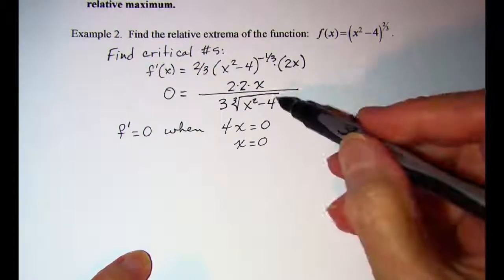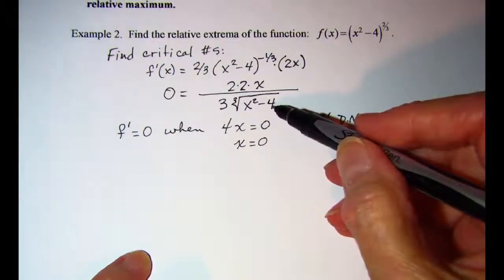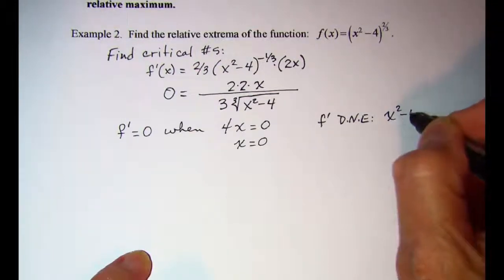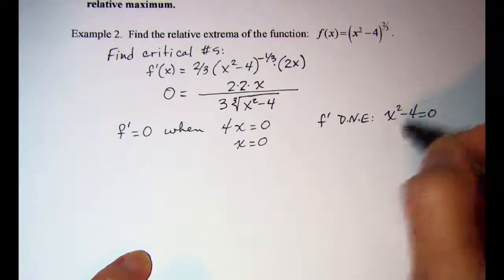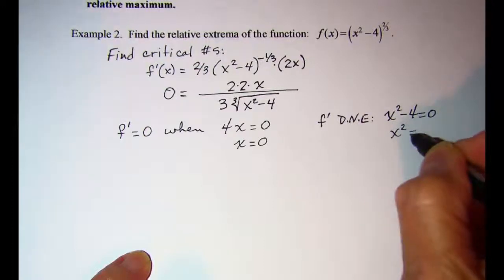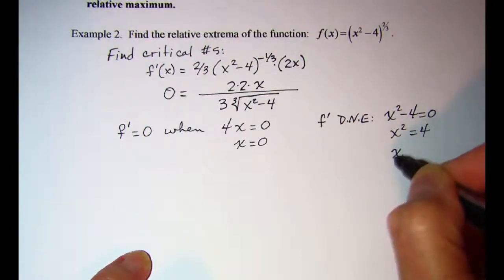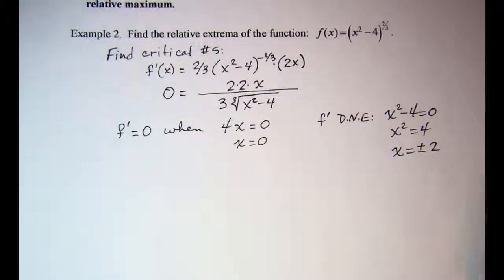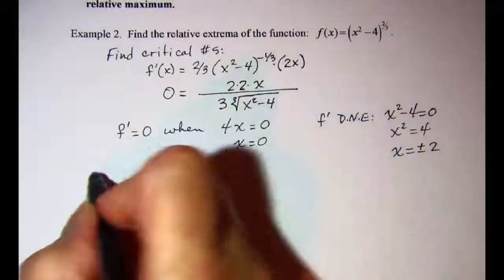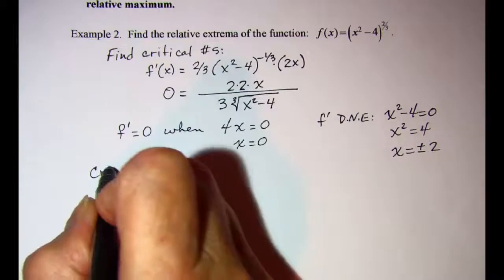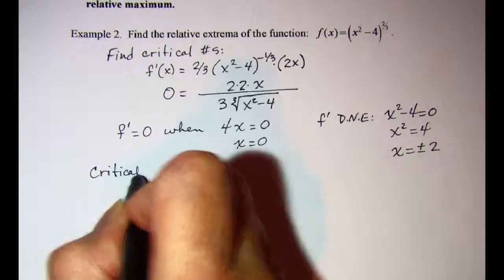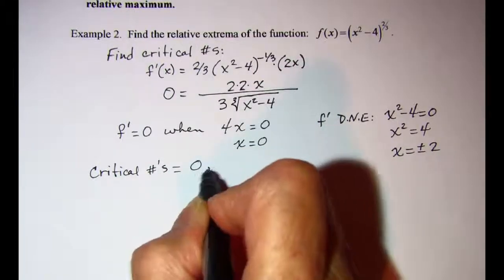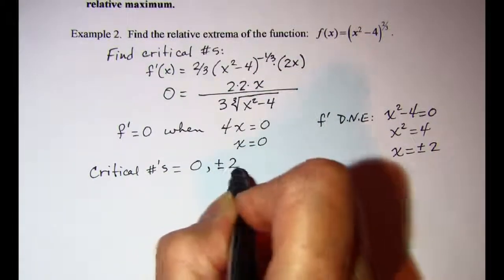I'll also have a critical number when f prime does not exist. And that happens when this denominator is 0. So x squared minus 4 is equal to 0. X squared is equal to 4. X is equal to plus or minus 2. So our critical numbers then are 0 and plus or minus 2.